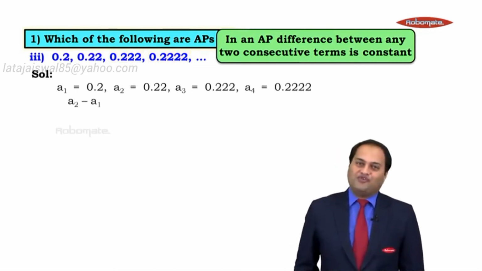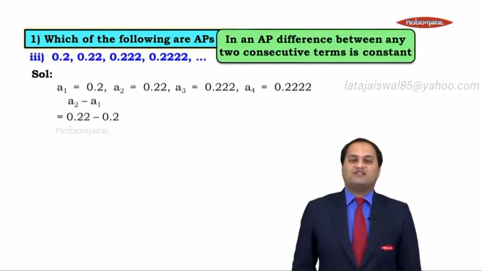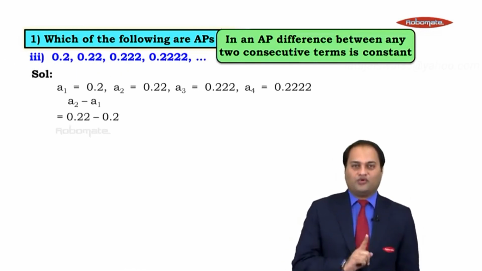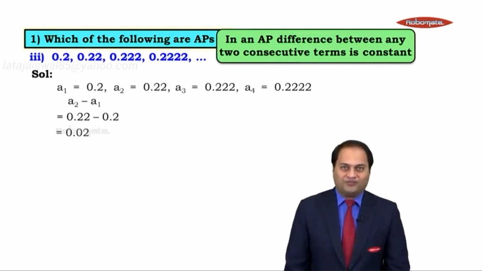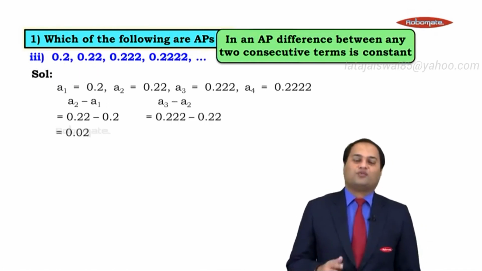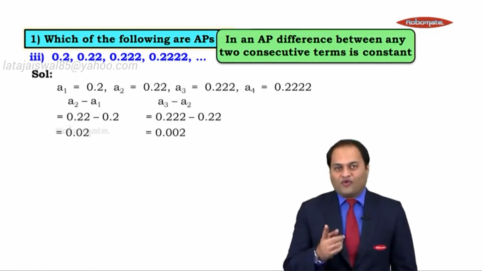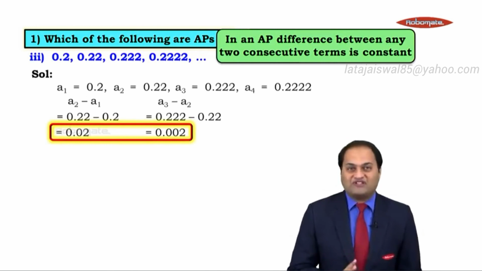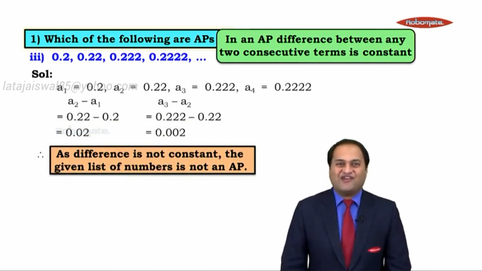Now we need to find the difference, A2 minus A1. What's A2 minus A1 here? It's 0.22 minus 0.2. I hope you all know the subtraction here. The answer is 0.02. Now let's find A3 minus A2, which is equal to 0.222 minus 0.22. The answer will be 0.002. What do you observe? 0.02, 0.002. The difference is same? No, the difference is not same. And because the difference is not same, the given sequence is definitely not an AP.